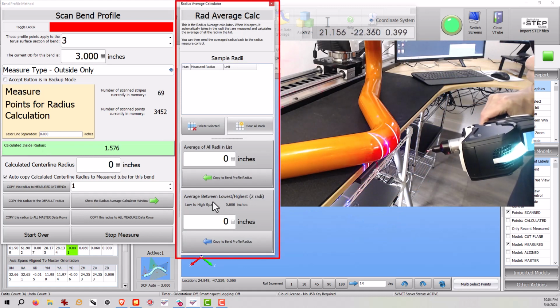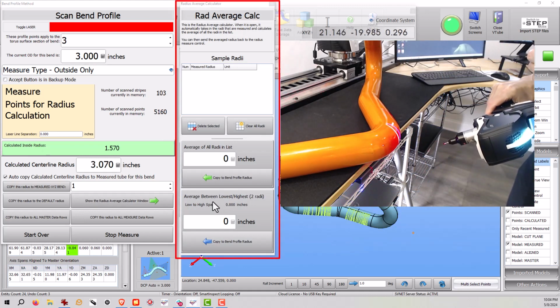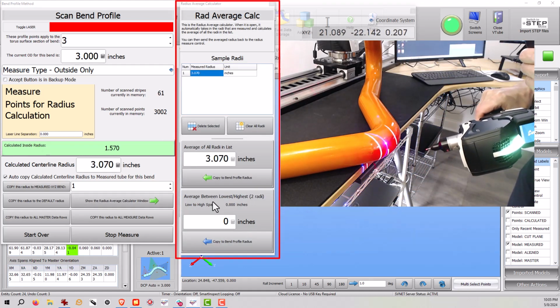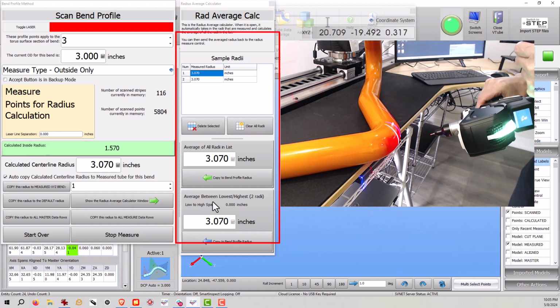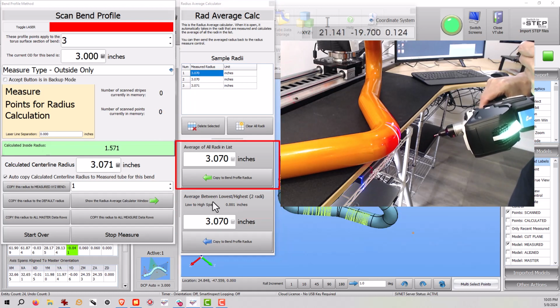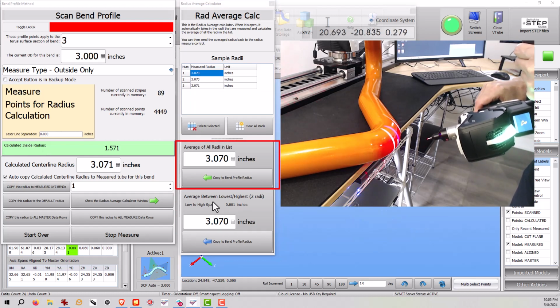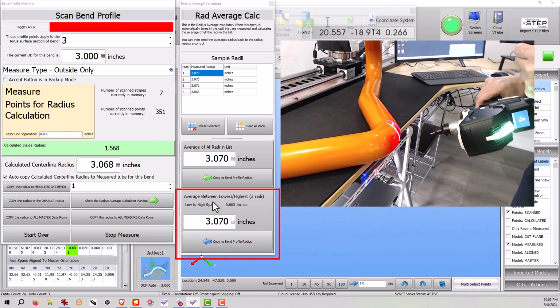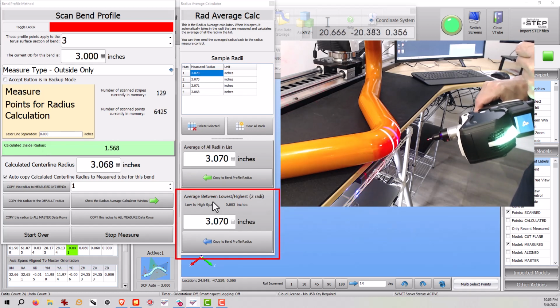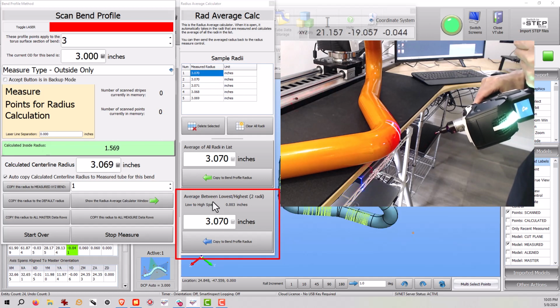Now I've also loaded the Radius Average Calculator, which is going to store all of the radii that I measure, and then automatically calculate the average values that you see below. The top average value is all of the radii in the list averaged, and the bottom radius value is taking only the highest radius value and the lowest radius value and averaging those two together.